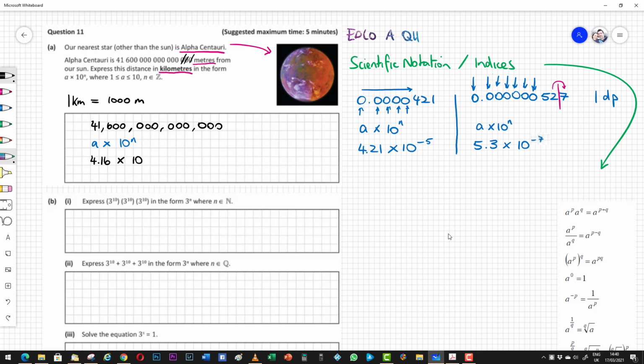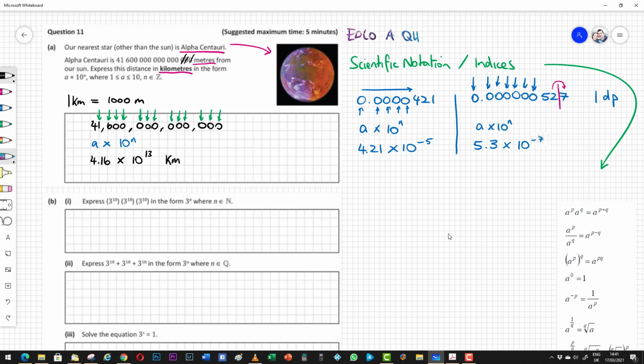Now, what we have to do is count the number of digits after the first 4 here. So we have 1, 2, 3, 4, 5, 6, 7, 8, 9, 10, 11, 12, 13. And so we're going to put in a power of 13. Now note, the power isn't the amount of zeros, it's the amount of digits after the first digit. Just make sure after that to write down kilometers because we are given the units in this question. So that's the distance from Alpha Centauri to our sun.